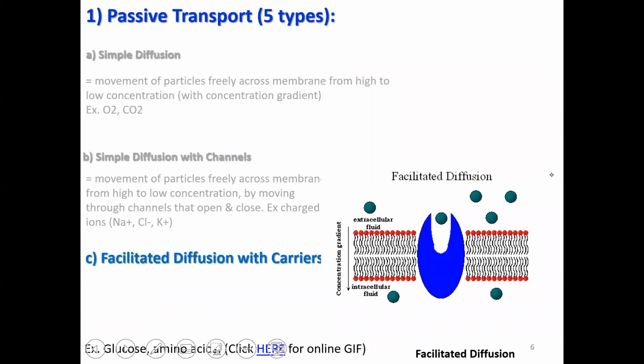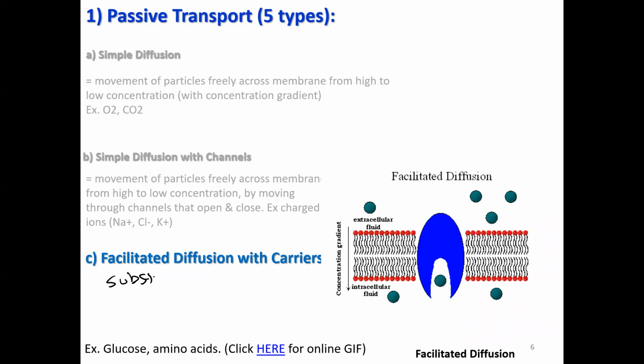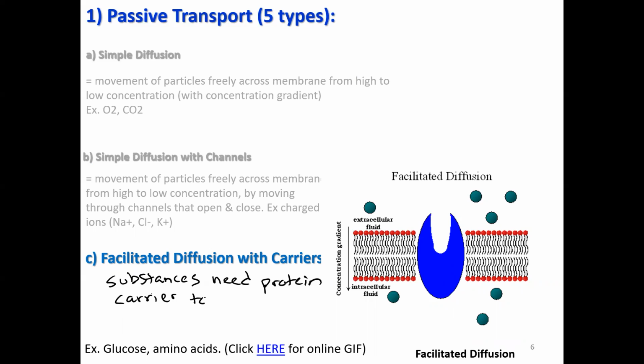Facilitated diffusion with a carrier. It's very simple: substances need a protein carrier to cross the membrane, just like this. The GIF stopped circulating, but you can click down here. So look, glucose. We're doing a lab this week on glucose. Amino acids and some other things also use carriers. Glucose is still a simple sugar, a monosaccharide. It's still pretty small, but it does need a carrier. It's not just going to sail right on through, and it doesn't get in with an ion channel either. So this is just another way of getting it into the cell.